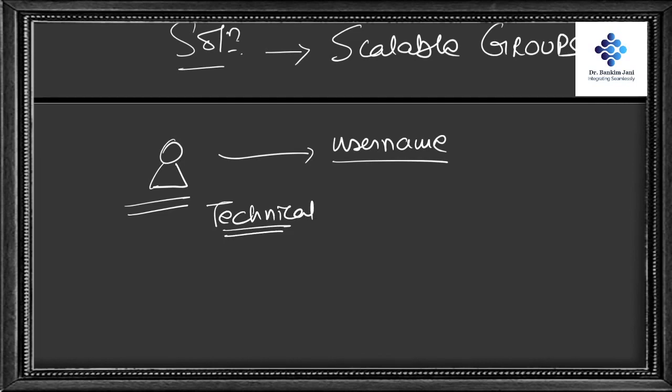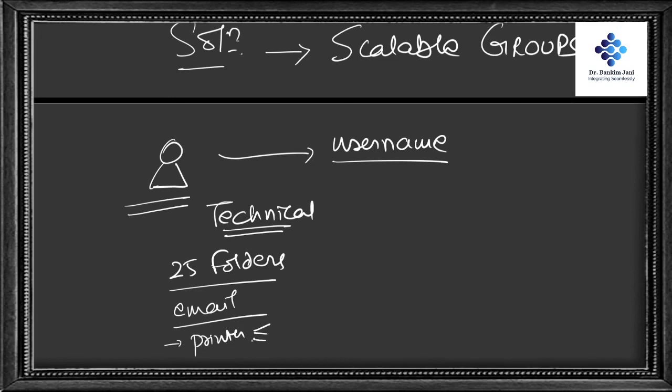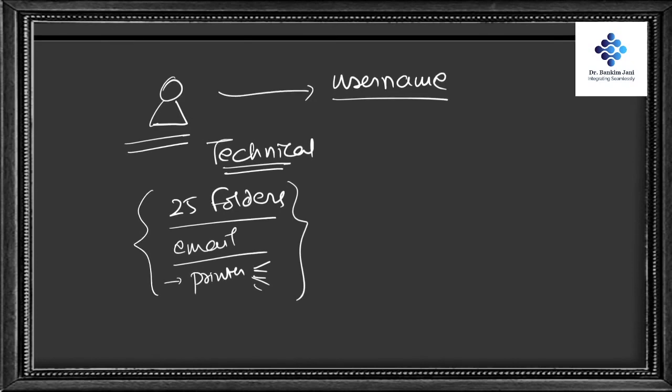So do you really feel that for this particular username, let's say there are 25 folders where the technical team would be storing their data, and then we have to create an email for this person, and assign him rights to 5 printers, so that he can print, and then create so many other requirements for this particular user? Is it so that we have to do all these things?